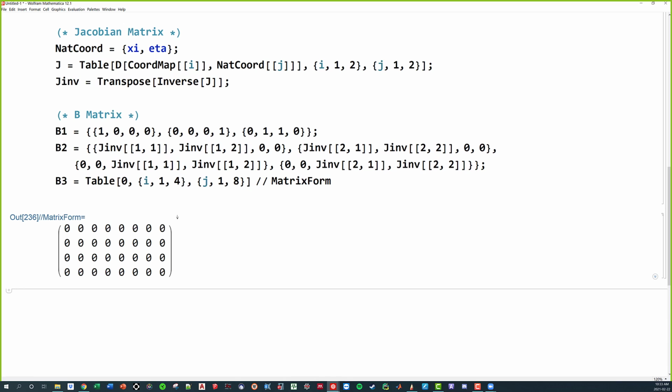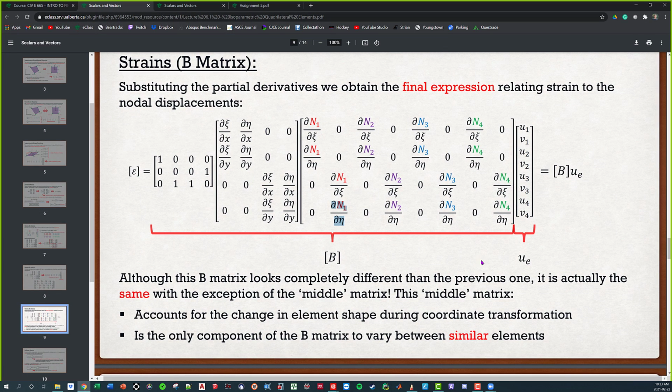Now my question to you guys: if I'm doing this for an 8-node element, will i equals 1 to 4 change for an 8-node element? What do you guys think? Is that part right there going to change? Let's look at the formulation. Basically, do I need more rows if I'm doing an 8-node element?